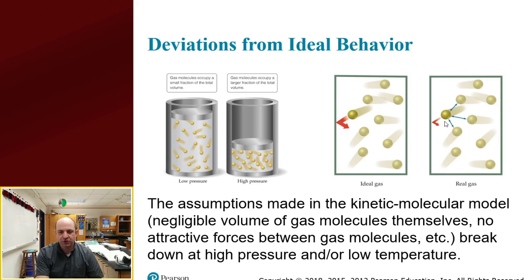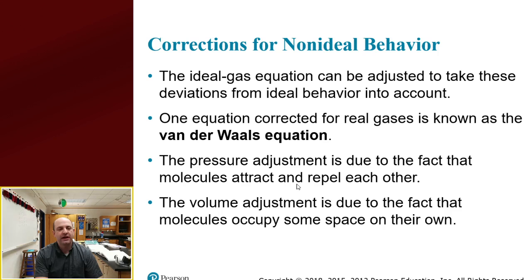So at low pressure, we're pretty good. At high temperature, where you have lots of energy to overcome any forces, we're pretty good. But at higher pressures and low temperatures, they're going to stick to each other. They're going to take up too much space, and the ideal gas law just won't work well. So we have to have a different one. So we can correct for it.